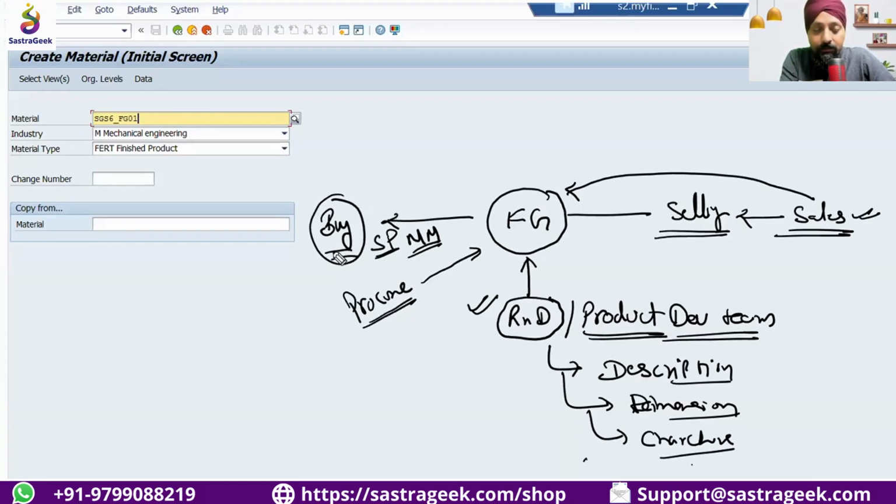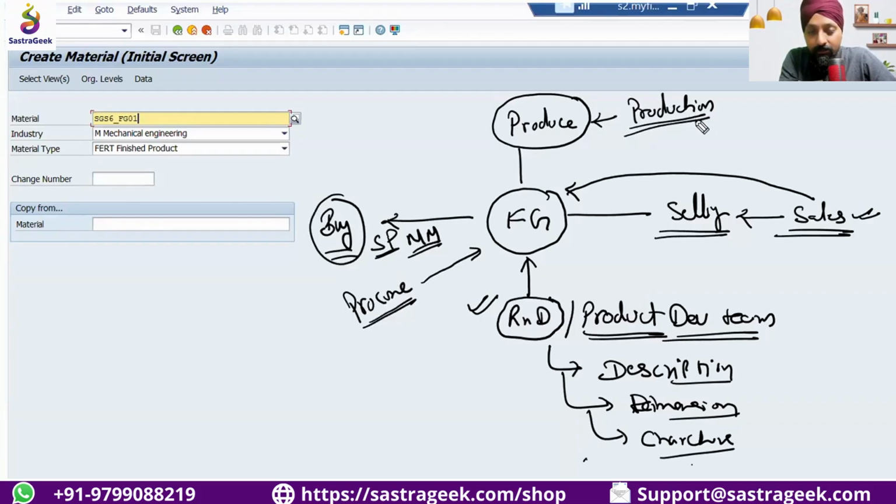If sometimes you buy it, sometimes you produce also, you have both scenarios, then your production team would also come into the picture. They would also be maintaining their data for this material. During the selling process, buying process, and production process, you also do the quality management. So your QM team would also come into the picture to maintain the data.